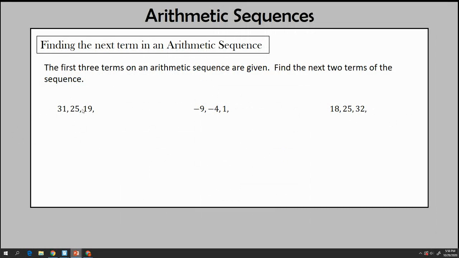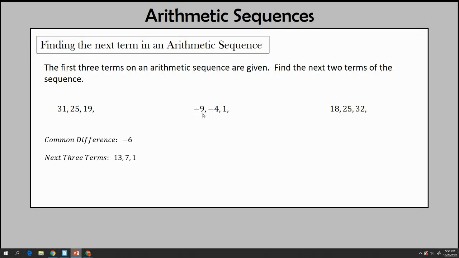Here's another one. They give us 3 terms of the sequence. Find the next terms of the sequence. Obviously we're looking for the common difference. 31 to 25 is minus 6. 25 to 19 is minus 6. So our common difference is subtracting 6. The next term, which would be the fourth term, is 19 minus 6, or 13. Then 13 minus 6 is 7, and 7 minus 6 is 1. So the next terms would be 13, 7, 1 after 19. Okay, next one here, negative 9 to negative 4, negative 4 to negative 1.